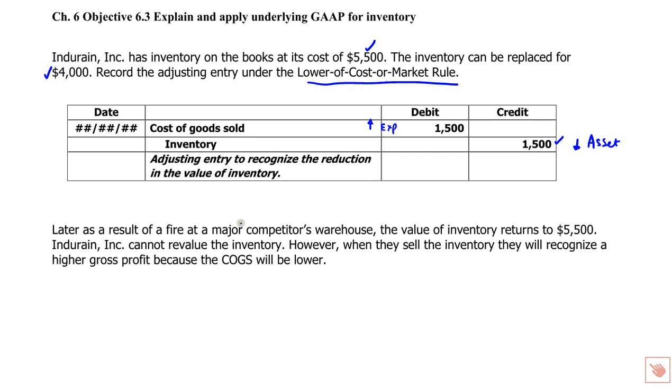As a result of the fire, let's say after they make this lower of cost or market rule adjustment, often called LOCOM, there's a fire at their competitor's warehouse. The value of the inventory returns. Now there's a shortage to $5,500, but because of GAAP, they cannot revalue the inventory. All right. That's not a total disaster though, because when they sell the inventory it will be at a lower cost, and they'll recognize a higher gross profit. Okay.